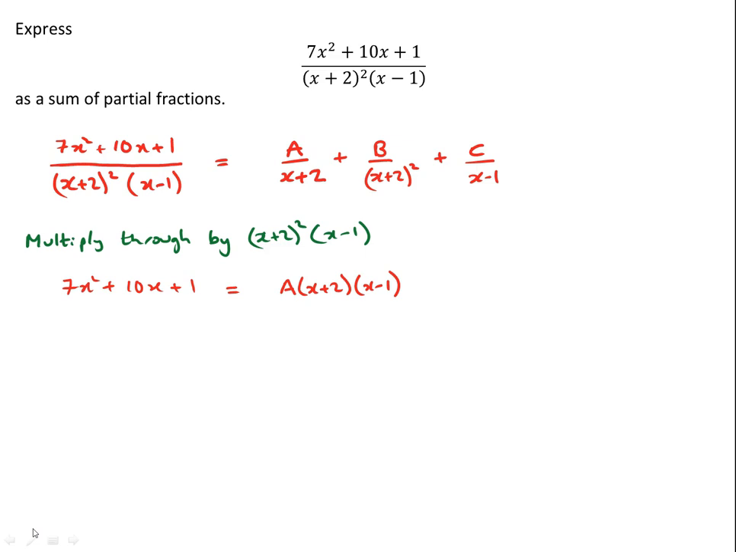If we multiply b divided by (x plus 2) squared by (x plus 2) squared times (x minus 1), the (x plus 2) squareds will just knock each other out, and we're just going to end up with b times (x minus 1). And if we multiply c divided by x minus 1 by (x plus 2) squared times (x minus 1), the (x minus 1)'s will just knock each other out, so I'm left with c times (x plus 2) squared.